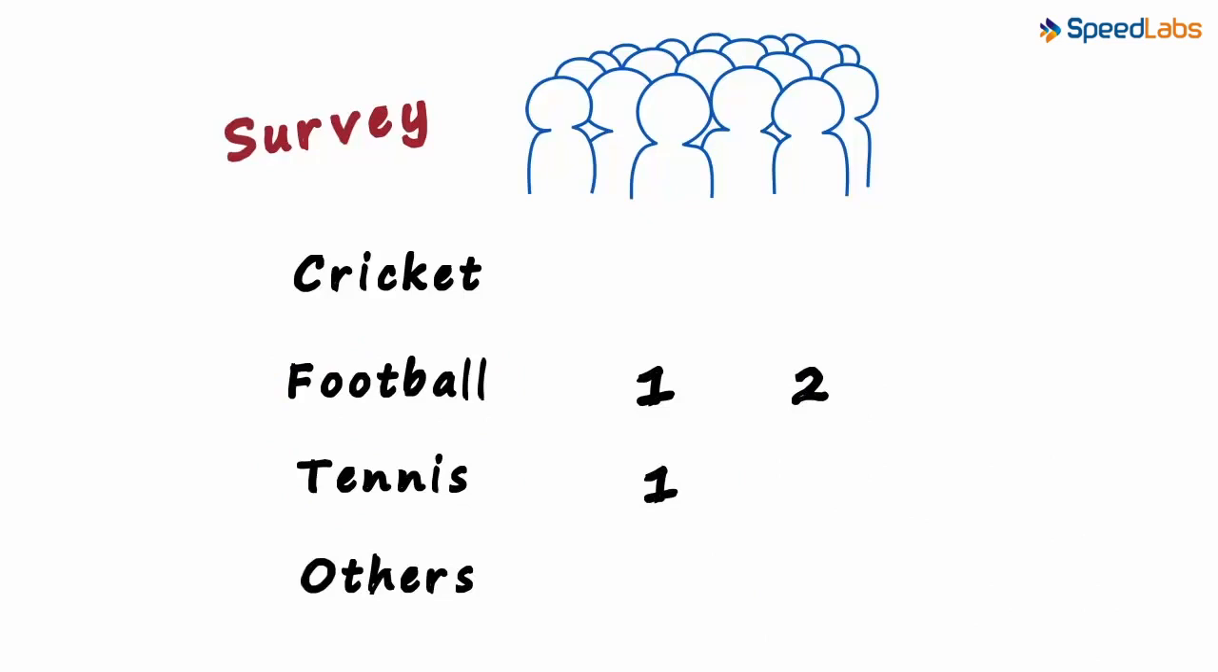We want to count how many people fall into each category. So out of 3 people surveyed, 2 like football and 1 person likes tennis. The next guy says cricket. So you write a 1 here. The next guy also says cricket. So you write a 2 here. So out of the 5 people surveyed, 2 like cricket, 2 like football, and 1 likes tennis.